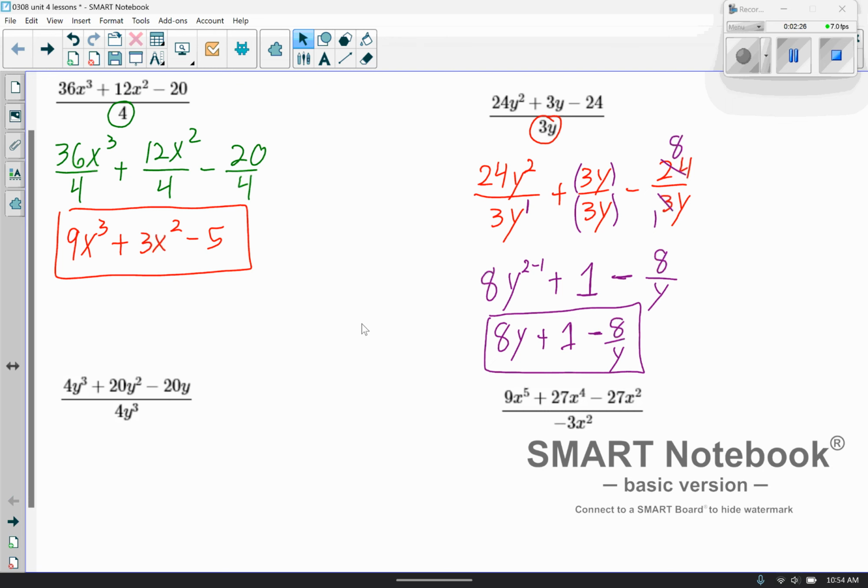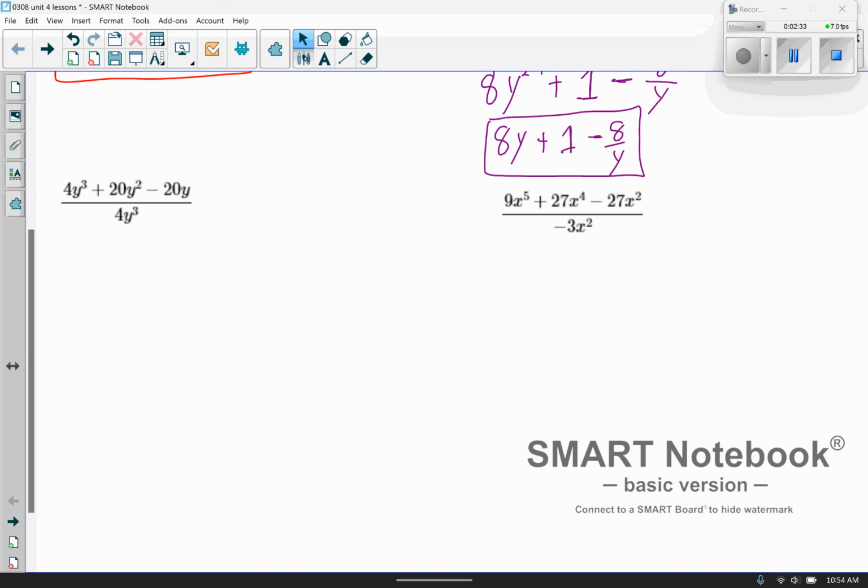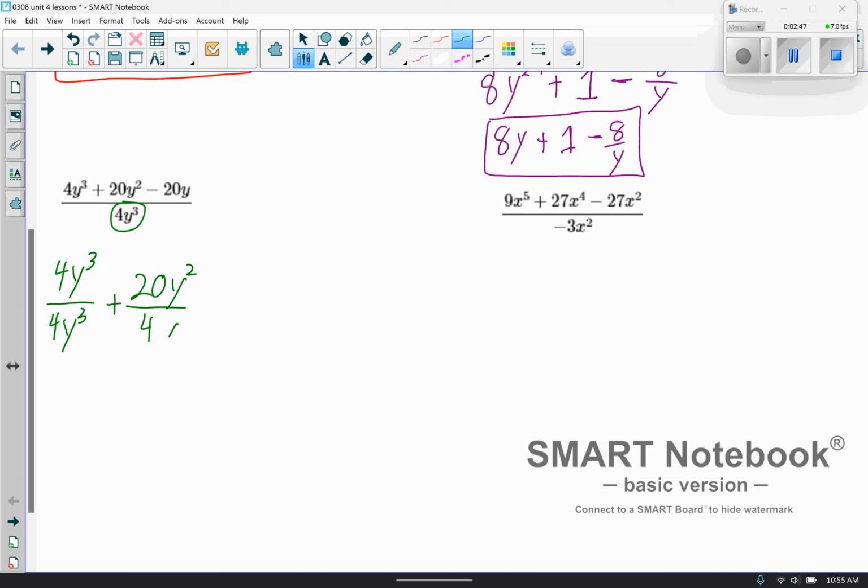Okay, let's try another one. And so on this next example, let's see, we're going to divide everything by 4y cubed. Well, my first term is 4y cubed, so that will just simplify into a 1 in a moment. Then let's see, we got 20y squared divided by 4y to the power of 3, then minus 20y divided by 4y to the power of 3.